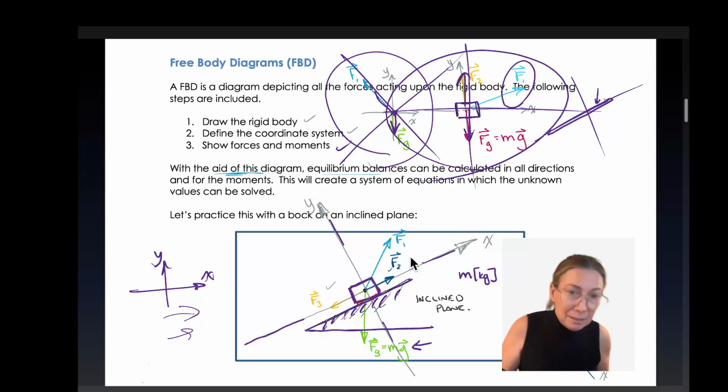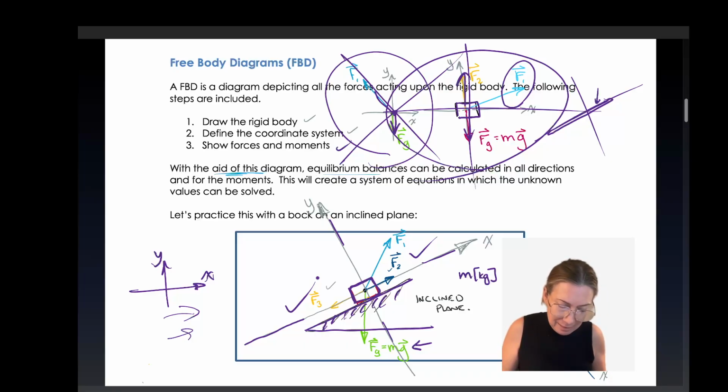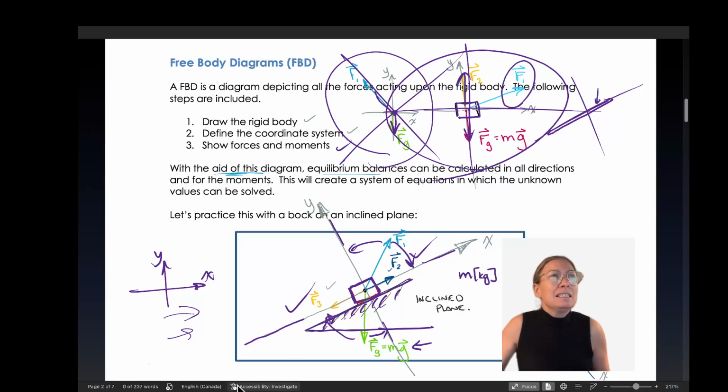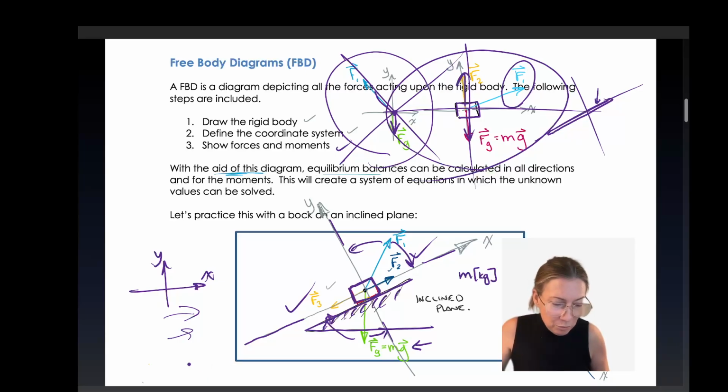F2 makes me happy because it's on the x-axis. F3 makes me happy because it's on the x-axis. F1 here will have to be resolved to the x-axis or to the y-axis. FG will have to be resolved to the y-axis or the x-axis. Either one of those would be valid. But this is how you draw a free body diagram. You draw the rigid body, you define your coordinate system wherever you want it, and you show all of the forces and the moments acting upon that solid body.